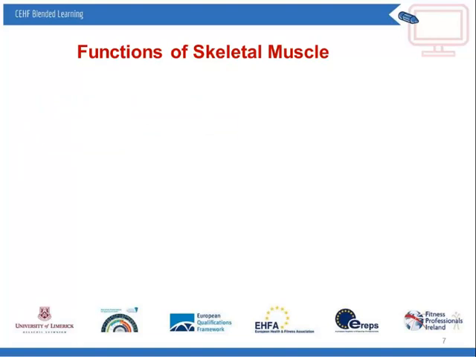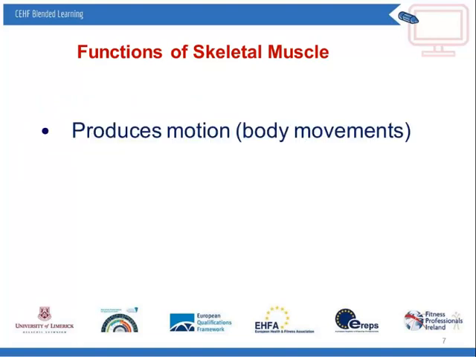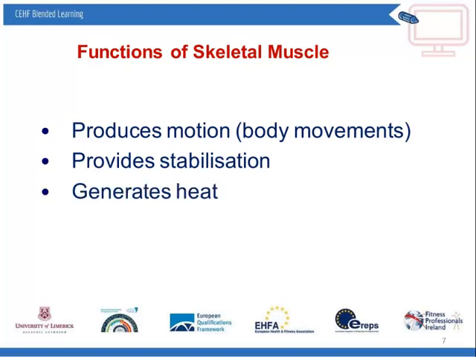Functions of skeletal muscle. It produces motion or our body movements. It provides stabilization. Muscles around joints help to maintain the stability of a joint, and this in turn also helps us to stabilize our bodies in particular positions. And it generates heat. In order to contract, muscles require energy. And when this energy is expended, heat is generated.